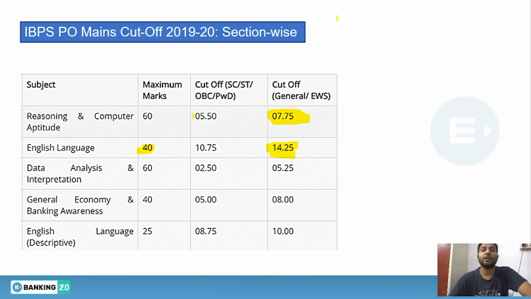Once IBPS has decided to fix the time slot of a particular section, it gives an idea about how the examination pattern has been changing. Now look at the DI.